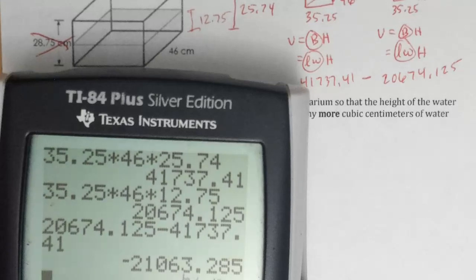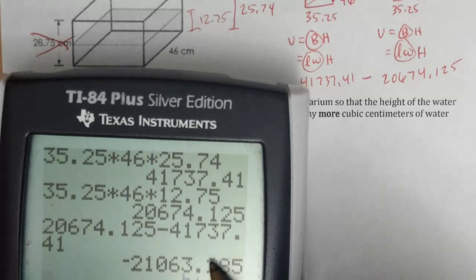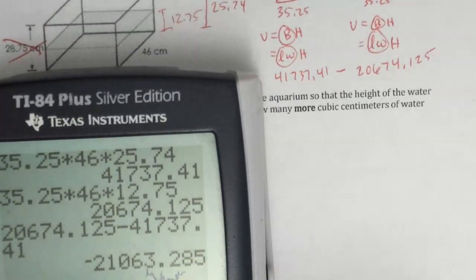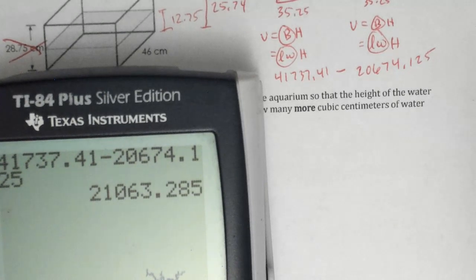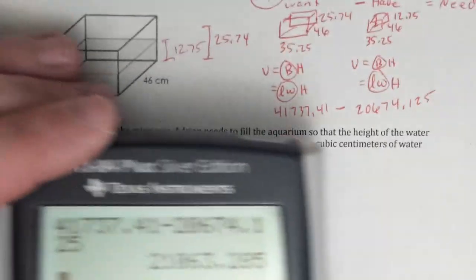Ever feel like you did something wrong? Let's see. Oh, let me try that again. All right, we have 41737.41 minus 20674.125. There we go. Now we have it right. Okay, so we're going to subtract those two numbers.